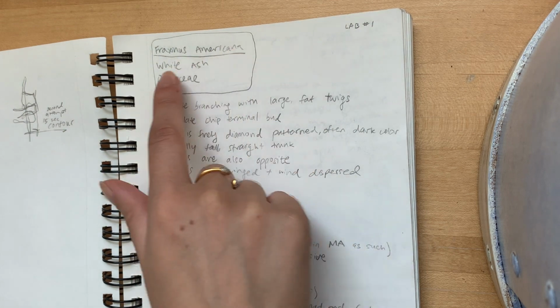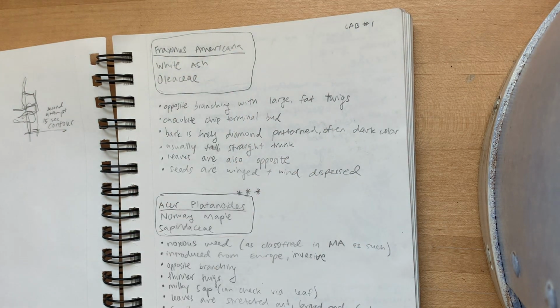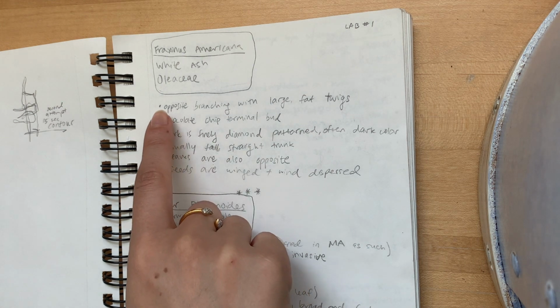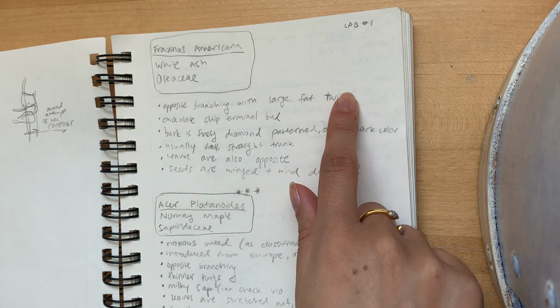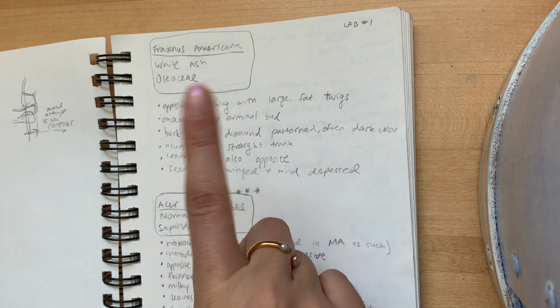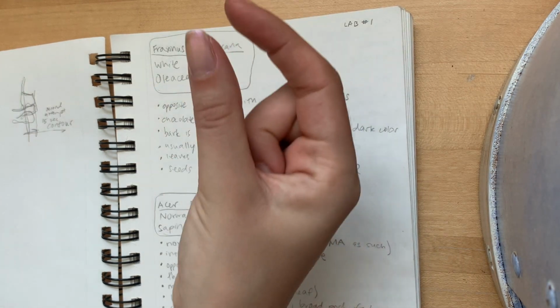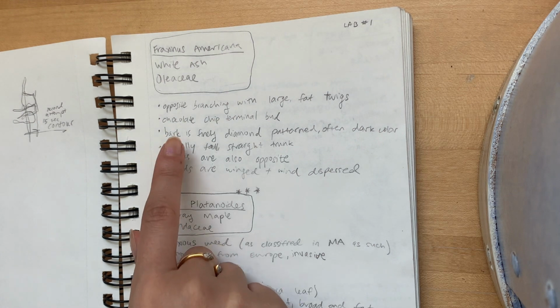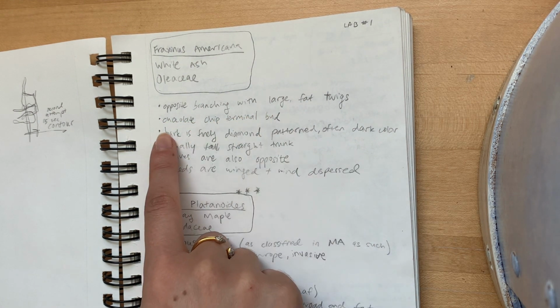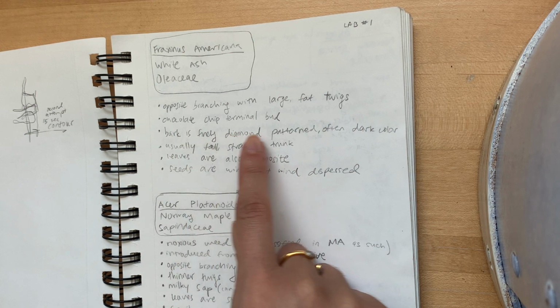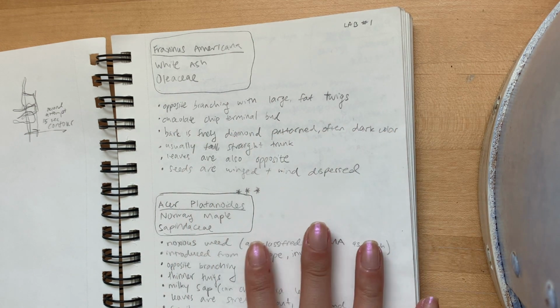Fraxinus americana is the white ash in the Oleaceae family. It has opposite branching with large, fat twigs. You can tell they look sort of like a finger, and most twigs are much, much thinner. It has a sort of chocolate chip-looking terminal bud, and the bark is a fine diamond pattern, often dark in color.